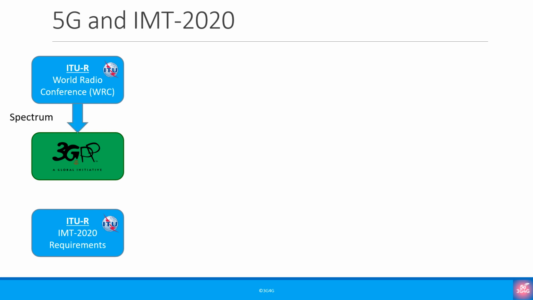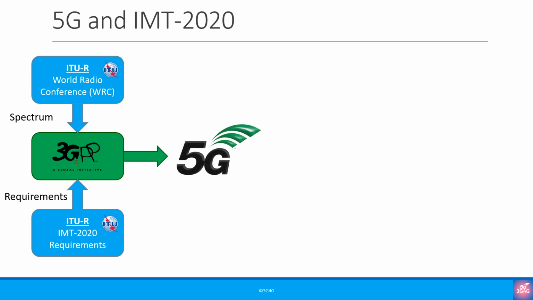ITU-R also defined the requirements for the next generation of IMT technology beyond IMT-Advanced, known as IMT-2020. 3GPP took all these and defined the next generation of mobile standards, which it called 5G.